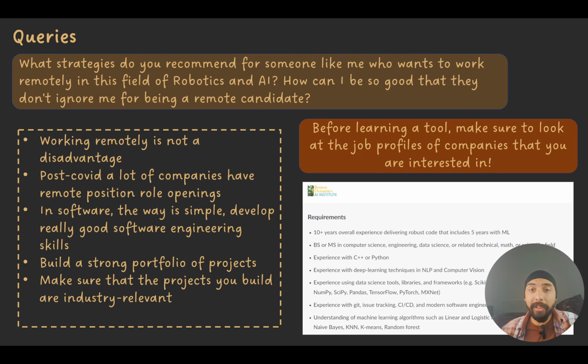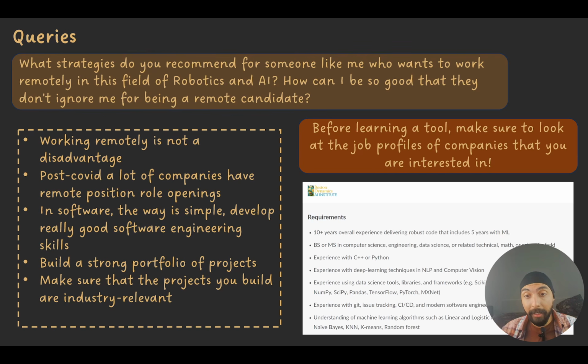And in order to ensure that, before learning a tool or a skill, make sure to look at the job profiles of companies that you're really interested in and look at the requirements, and look at the kind of skills and the tools that they require. So, for example, here you can see that they require experience with C++ or Python, experience with deep learning techniques in NLP and computer vision, experience working with scikit-learn, SciPy, Pandas, NumPy, TensorFlow, PyTorch, MXNet, essentially the standard machine learning libraries and frameworks.